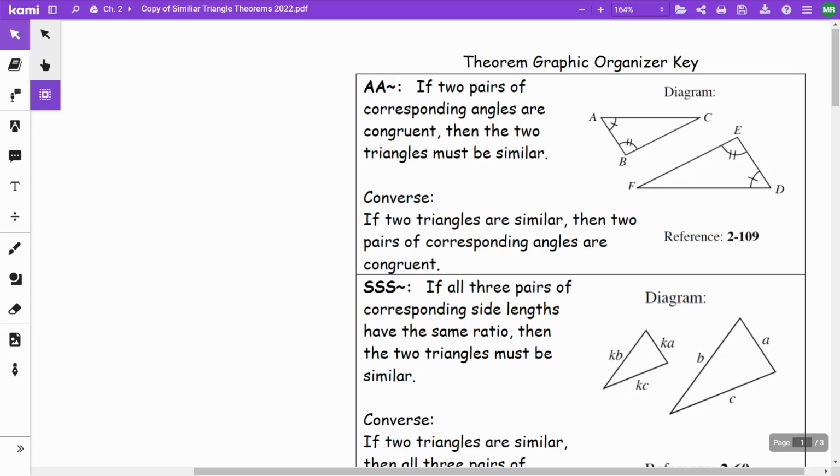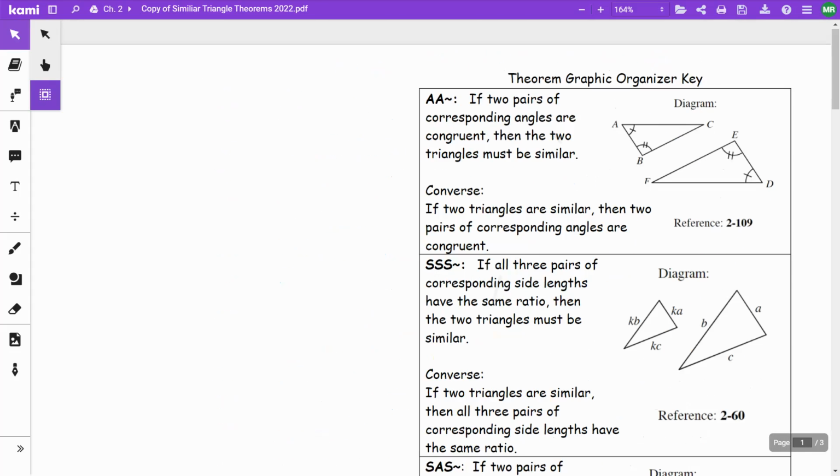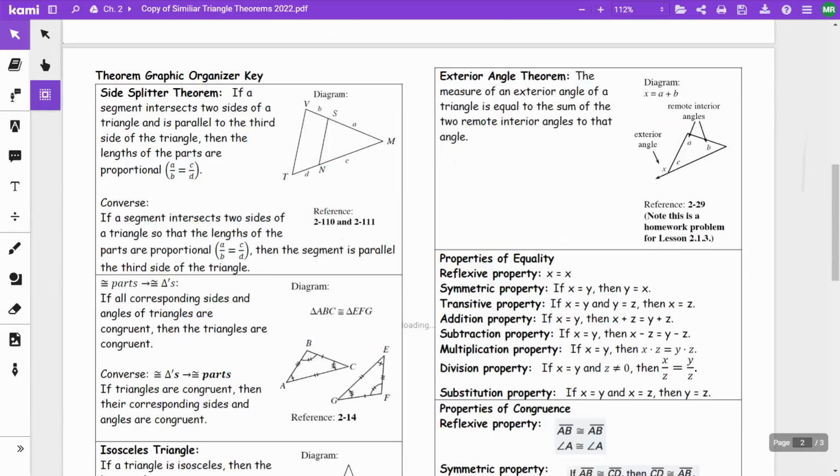So this video is on notes that we added in today on theorems that we put in the back of the composition book on similar triangles. And we also added into the front a side splitter example that I will go over next. So into the back of our composition book, we added this.